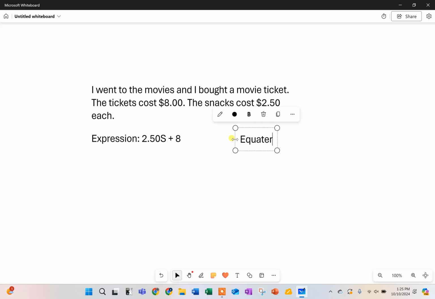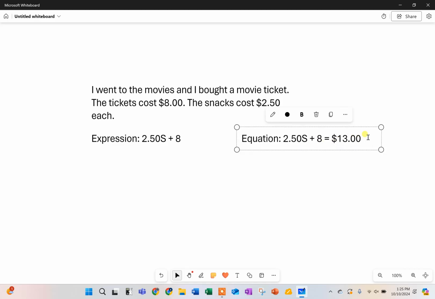Now, if I wrote an equation, I might say, well, the snacks were $2.50 per snack plus $8 for the tickets, and I know that I spent $13. Because this equation says equals, that's the big difference between an expression and an equation, is the equal sign. I can now figure out how much money I spent. In the expression, I don't know.